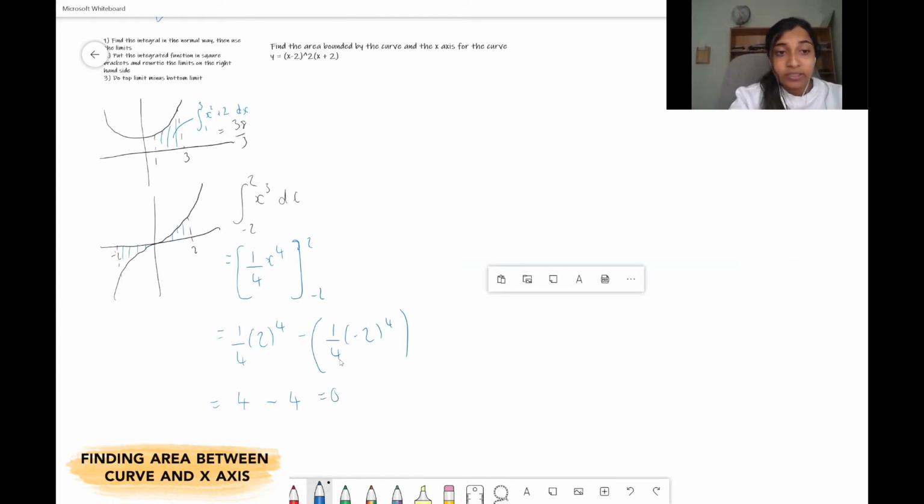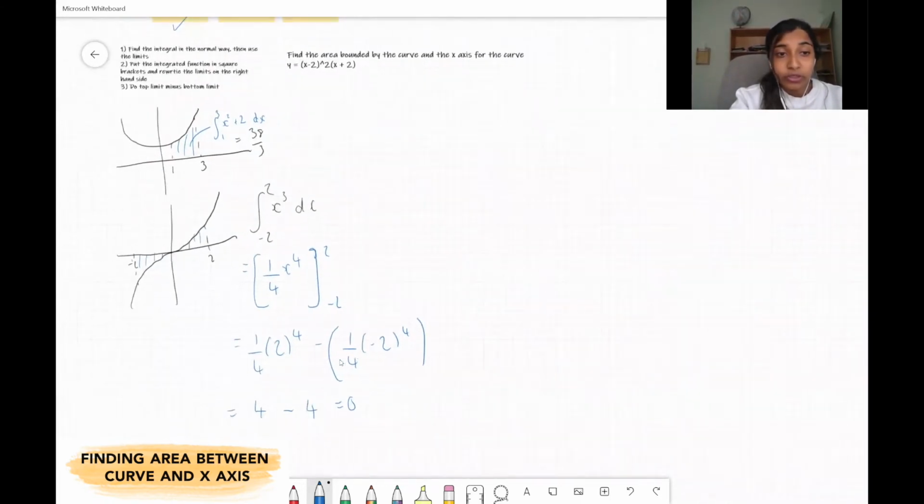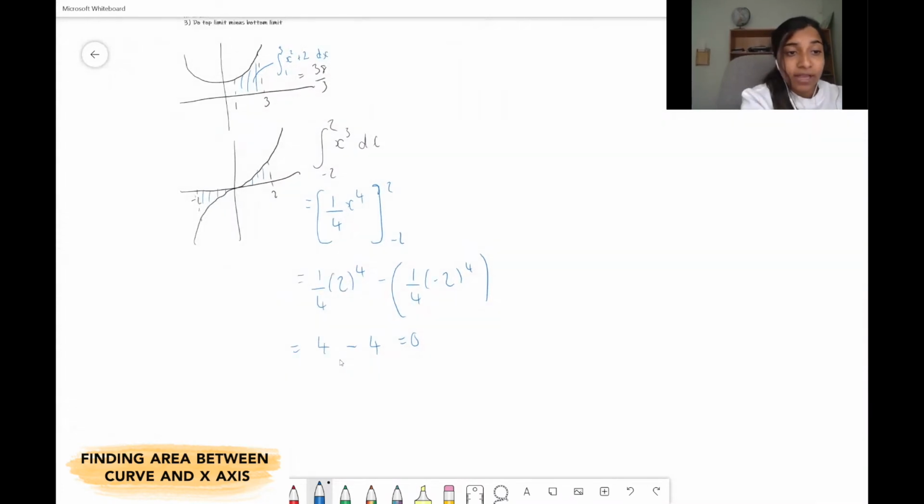So to do this, you want to split up your integral. So you want to integrate firstly between 2 and 0 of x cubed dx. And if you do that, you'd get a quarter x to the power 4 between 2 and 0. So that's just a quarter 2 to the power 4 minus 0. So that's just equal to 4.